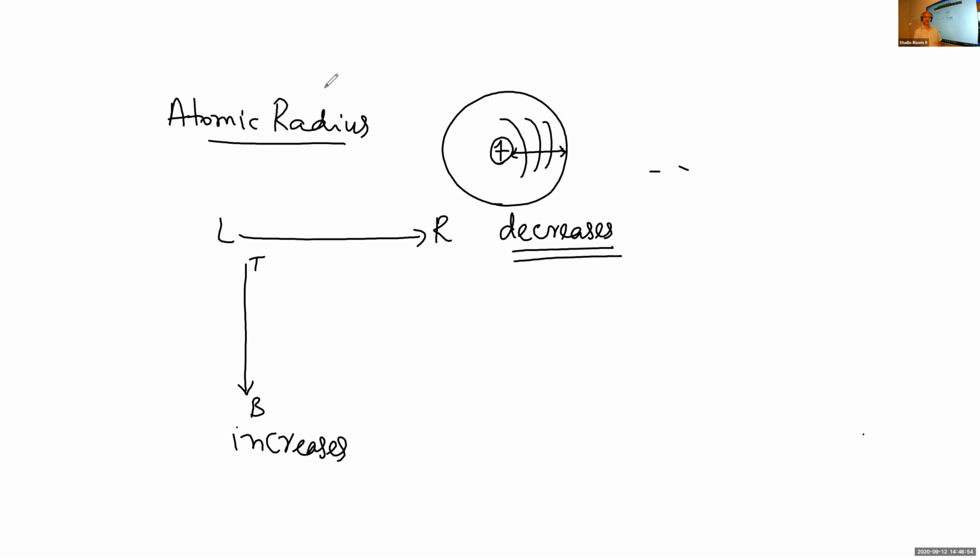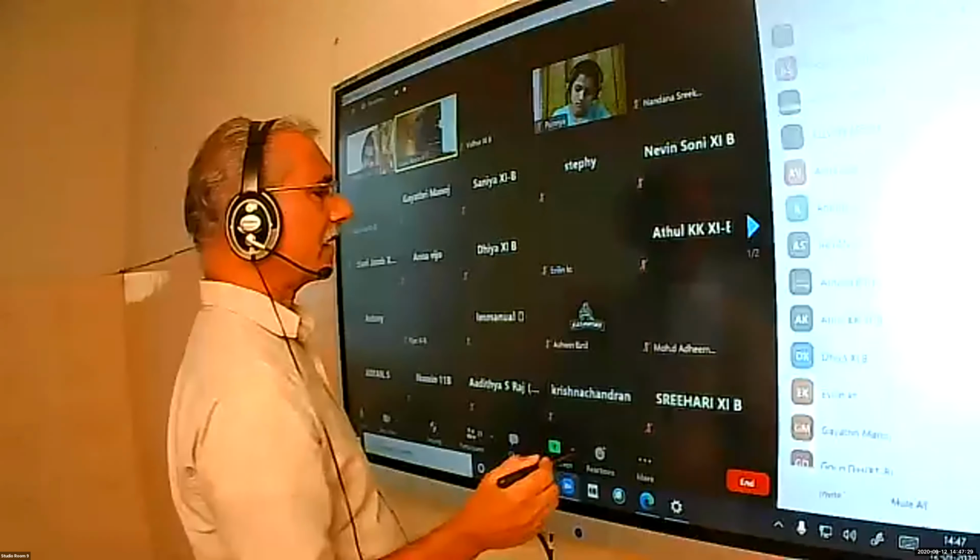So the general trend, the decrease in the atomic radius from left to right, is seen only up to the 17th group, that is halogens. In the 18th group, again, the size increases. So there is an abnormality in the radius of the noble gas atoms. Okay, so that's about the variation.